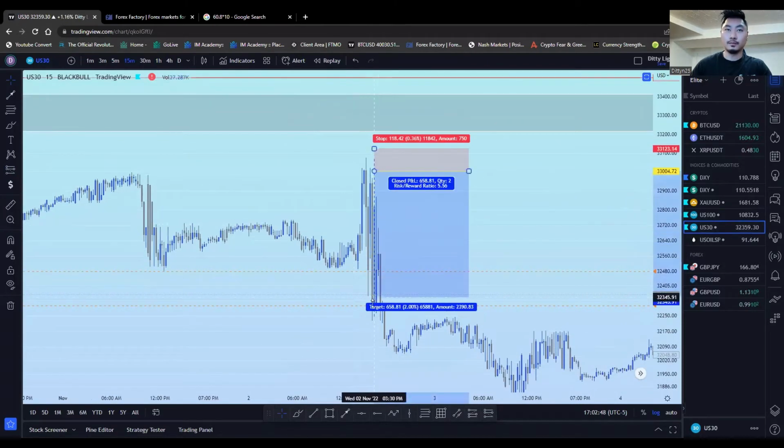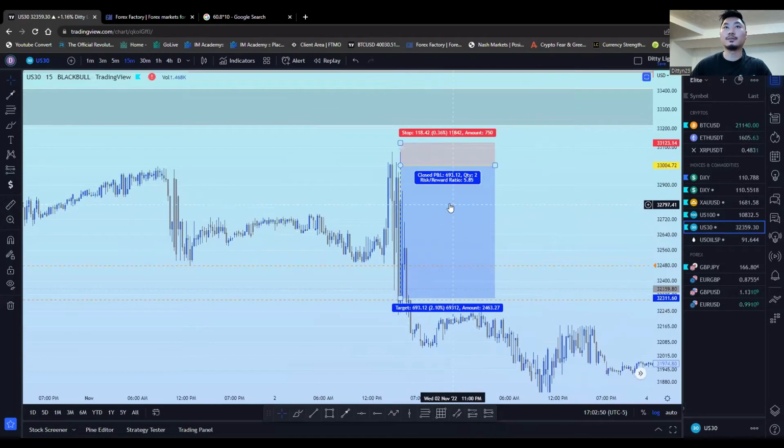So if I took, let's say, a short here, you see the stop. 118.42 is the amount of dollars that I'm risking, but for the pip count, it would be times 10. It would be 1,184.2.